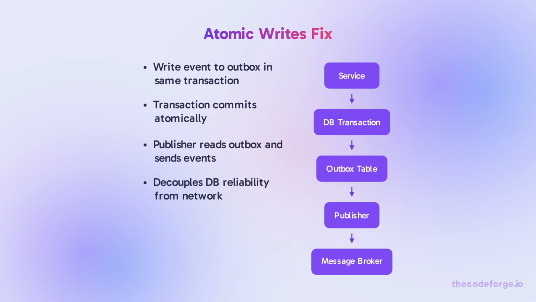Write the event to a database table in the same transaction as your business operation. If the transaction commits, the event is persisted. If it rolls back, the event disappears with the business data. A separate process, the publisher, reads the outbox table and sends events to the broker.